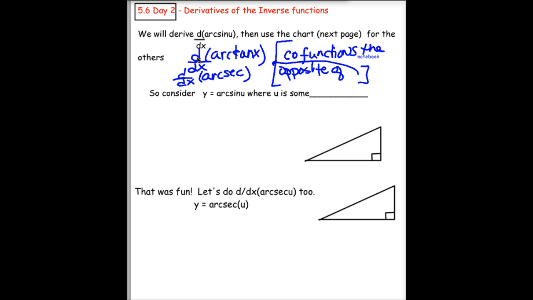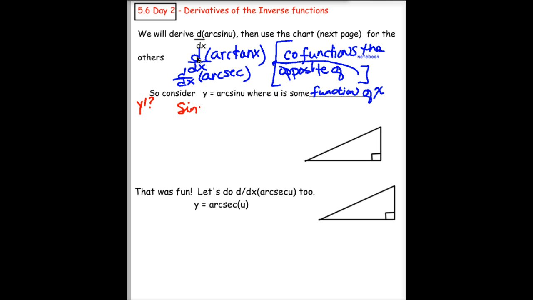So u is some function of x, as always. Maybe it's 8x minus 1 or 4x squared plus 2 or root x. But u is, as usual, some function of x. And what we're going to do here is derive the model for how I take the derivative. So eventually I want to figure out what is y prime if y is arc sine of u.